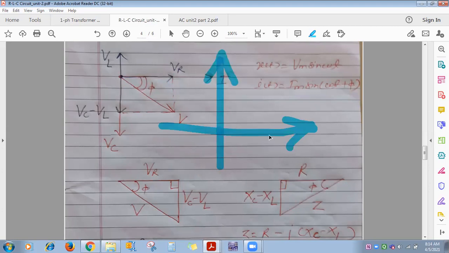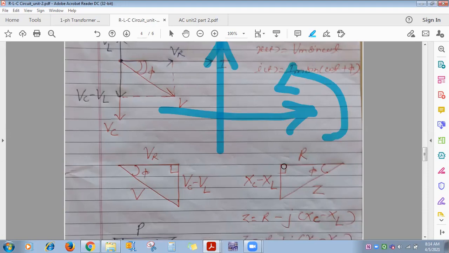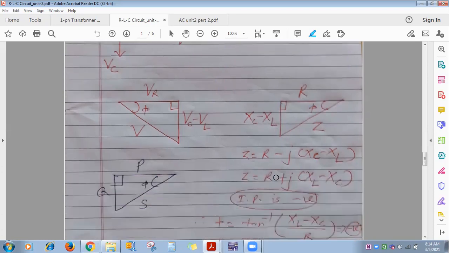If you compare it with this S plane, you will find resistance comes along the positive real axis, and this XC minus XL is coming along the negative imaginary axis. That's why in the formula of Z you will write R is positive and this is along the negative imaginary axis, so minus j(XC minus XL). The upper formula is different, this one formula is different.